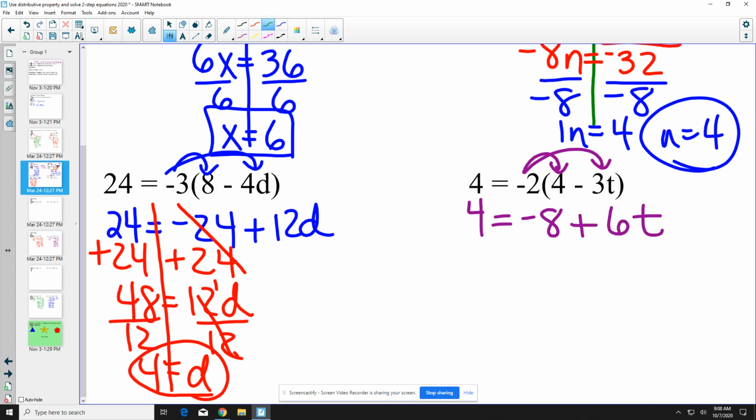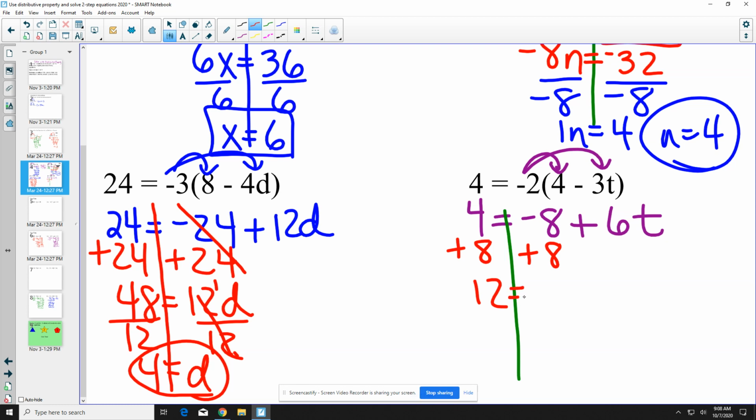Okay. After you use the distributive property, draw a line to separate the sides, because what you do to one side, you have to do to the other. Look at the side with the variable t. Don't worry about the 6 times t. We're not worried about multiplication and division. We're worried about the -8. What do you do to -8 to make it 0? You add 8, right? So +8 plus 8. 4 plus 8 is 12.